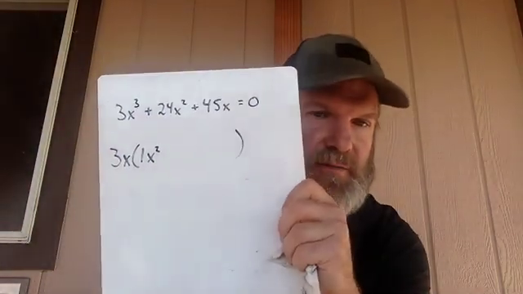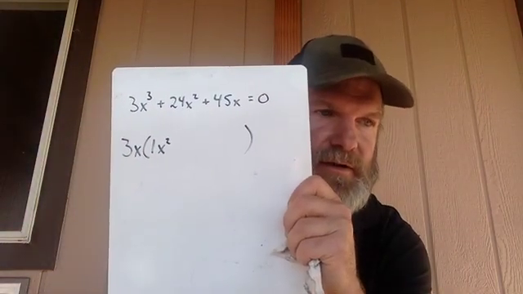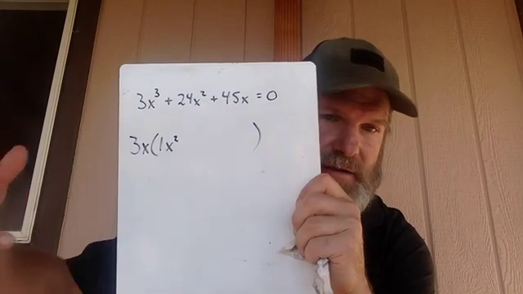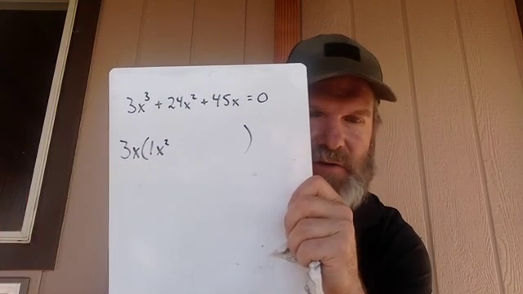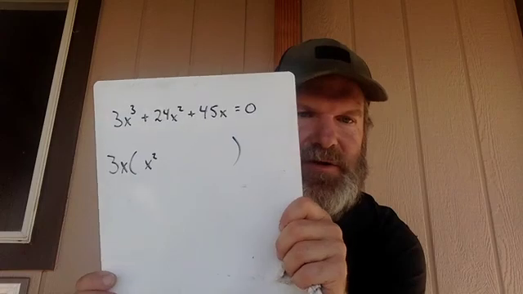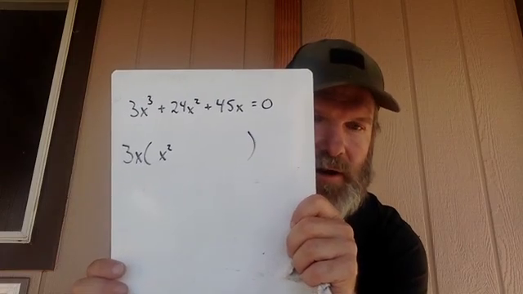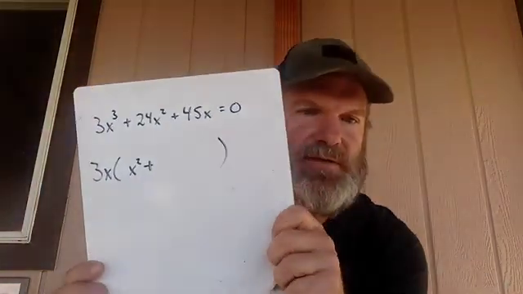So instead of saying 1x squared, because it's x squared, remember when you multiply x's together, you're basically adding an exponent for every x that you have. So x times x squared is x to the third power, but we don't need that 1, so I'm going to get rid of that. So 3x times x squared is 3x to the third power. All right, next, what would you multiply 3x by to get it to be 24x squared?